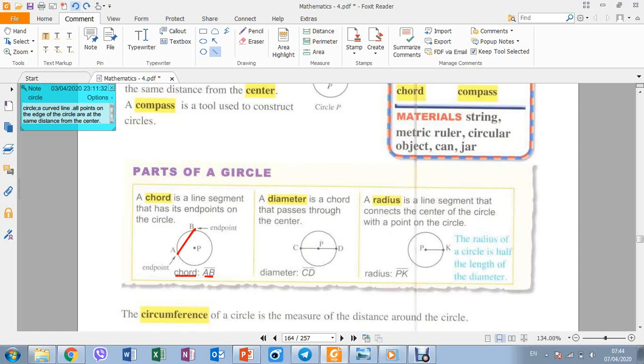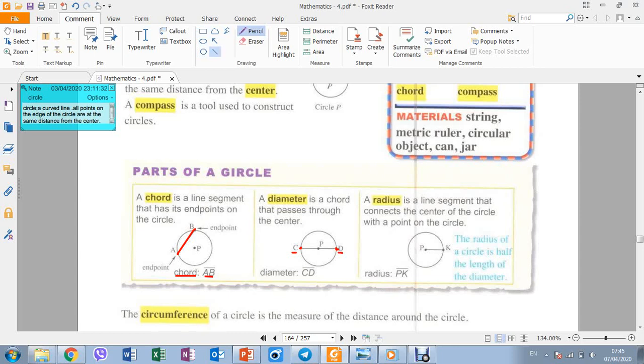Okay, a diameter. A diameter is a chord that passes through the center. I told you a chord is a line segment without passing through the center, with two endpoints. What is the meaning of diameter? A diameter is a chord that only passes through the center. So when a chord passes through the center, it has two endpoints. Look, the first endpoint, only it passes through the center. And this point is named C. This one is D.